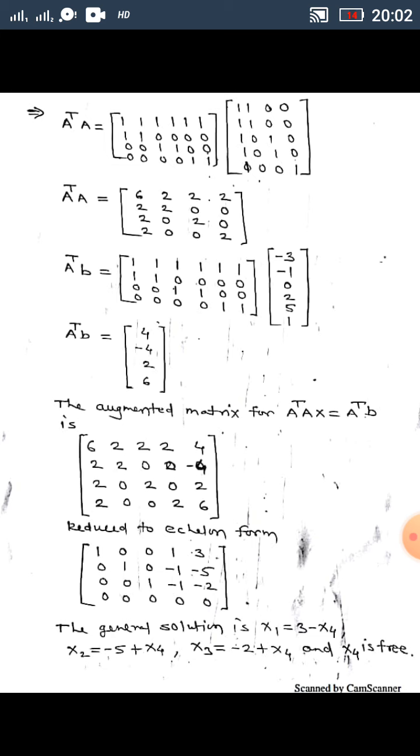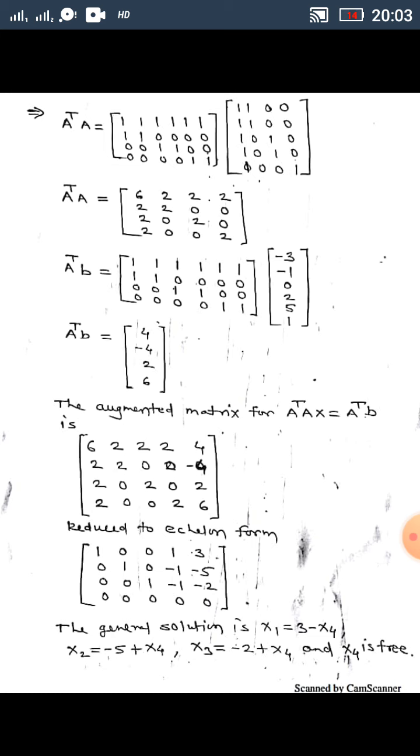Next, 0 into 0, 0 into 0, 0 into 0, 0 into 0, 0 into 0. So all addition is 0. So 0 is the element. Last, 0 into 0, 0 into 0, 0 into 0, 0 into 0. Now see here, in A matrix, I miswrote, that is 1 is there, so 1 into 1, 1 plus 1, 2. The last element of last row, that is 2. Now A transpose A we calculate. So what is A transpose A? 6 2 2 2 2 2 0 0 2 0 2 0 2 0 0 2.